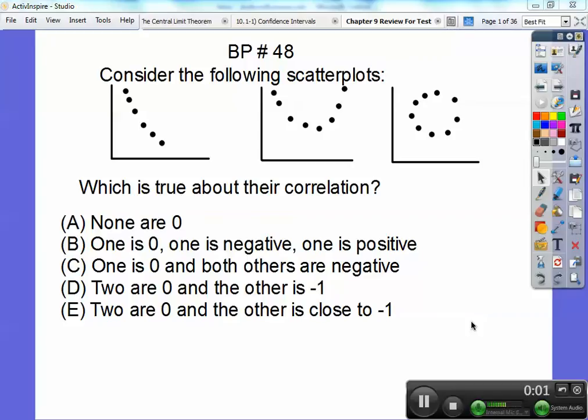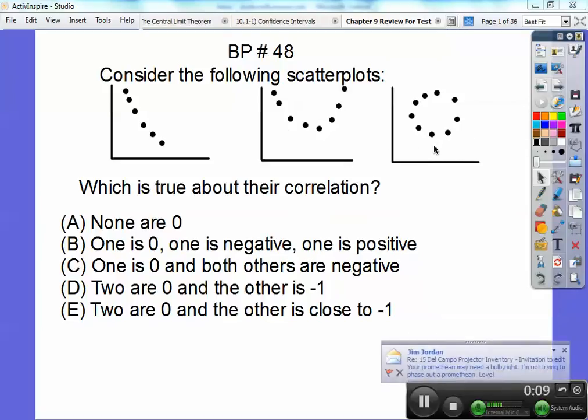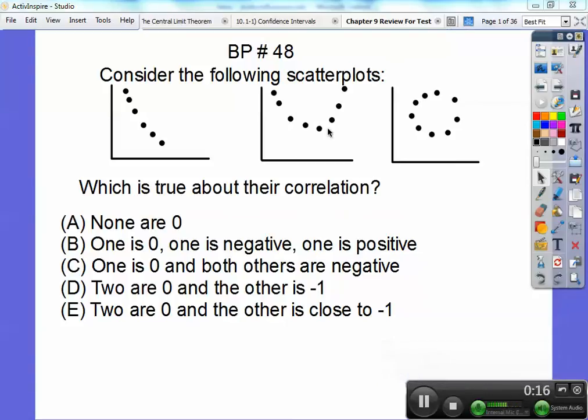Following scatter plots, which is true about their correlation? None are zero, so this one's zero, this one's zero. Correlation means how strong is their linear situation. Let's see. This correlation is zero because there's no linear relationship here. This one's zero also, and this one's pretty linear right here, and it's going down in a negative fashion.